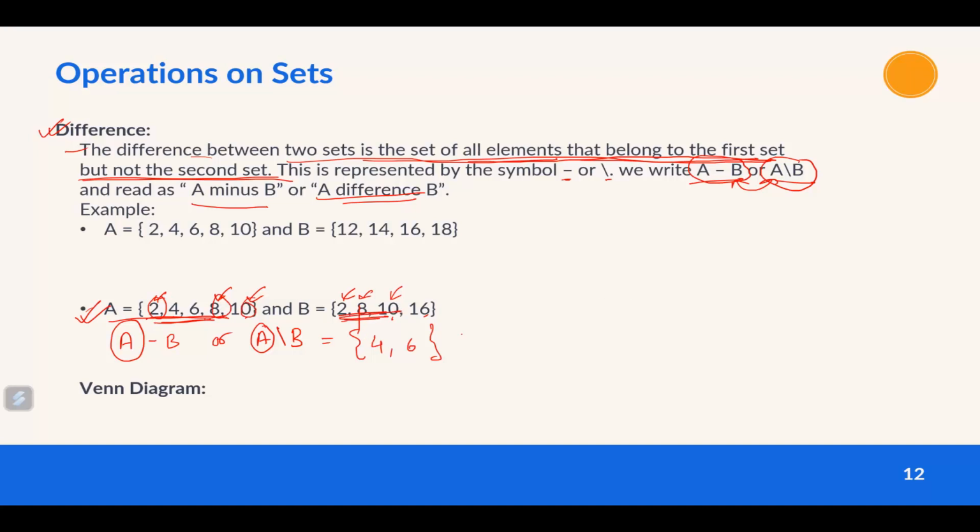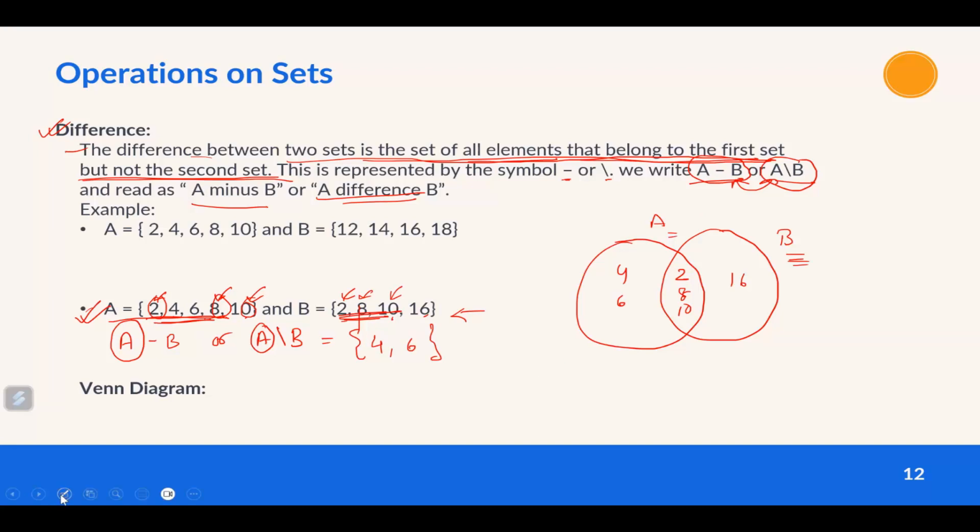If you see this in a Venn diagram, it will be very clear to you. We have a set A and a set B, okay? And the set A contains elements 2, 4, 6, 8 and 10, and the set B contains 2, 8, 10 and 16. Now we are subtracting this set from this set, and this is not a technical term. I am using this to explain it to you. Let me change the color so that you can see what is happening. We are removing this set from the set A. We are removing it.